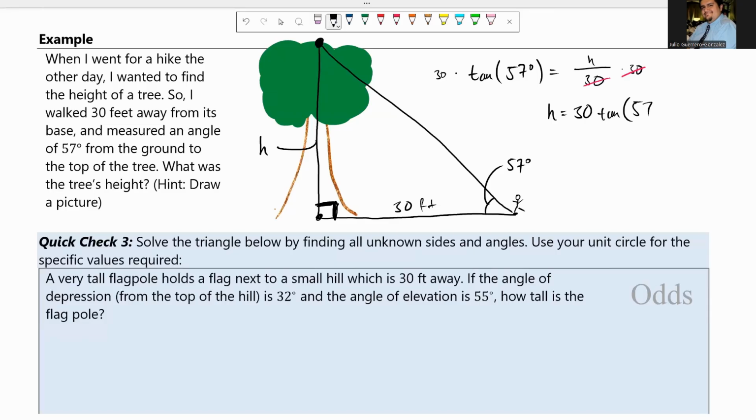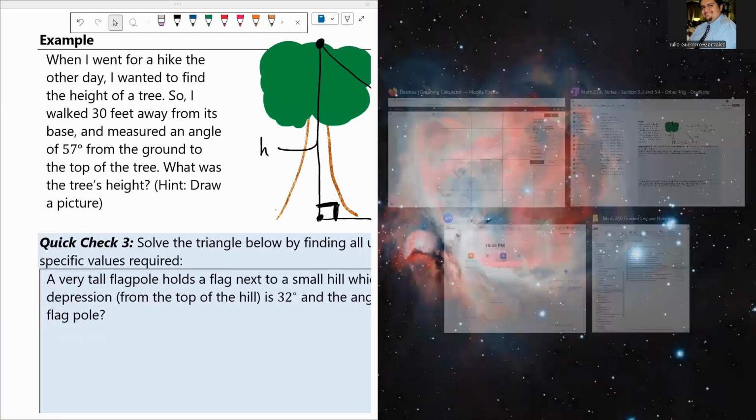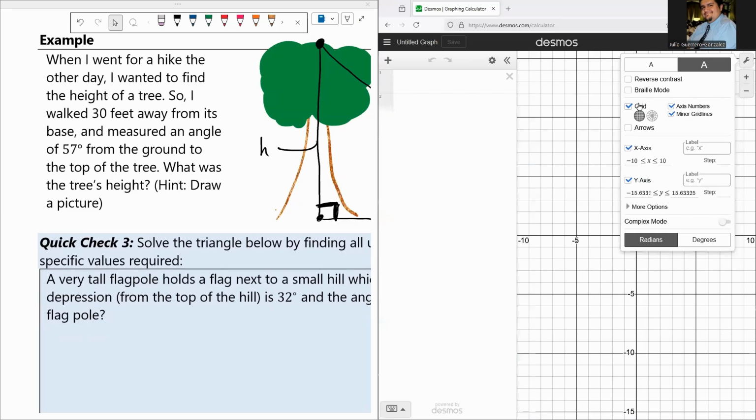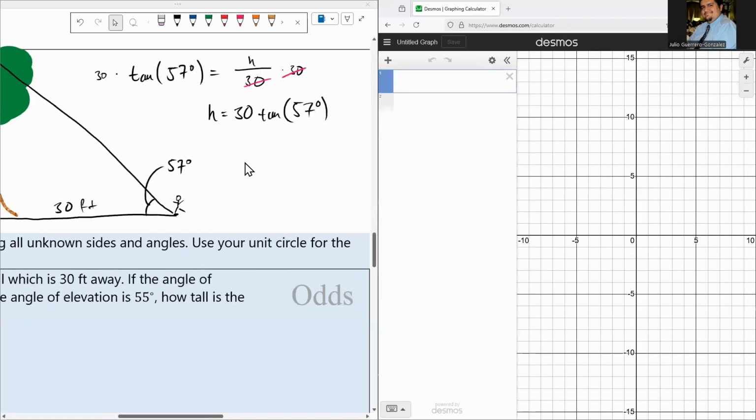30 tangent 57 degrees, okay? Now, to actually get a number for that, you can go ahead and use Desmos. Again, I love Desmos because Desmos is a decent enough calculator in its own right. I'm going to go ahead and do a split screen with me and Desmos here. I want a number for that, 30 tangent 57.